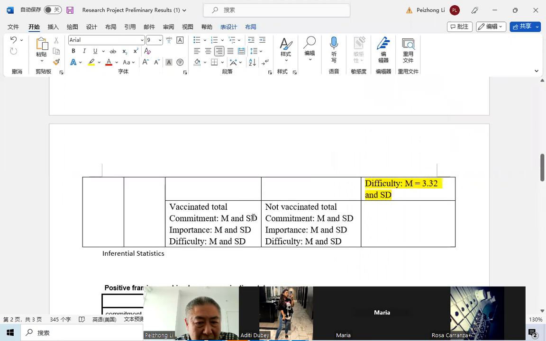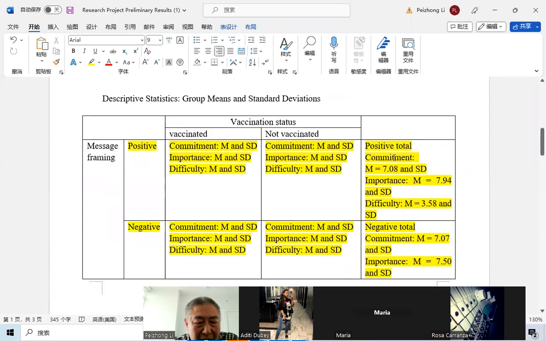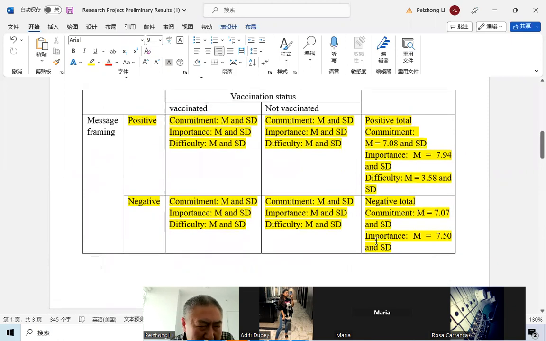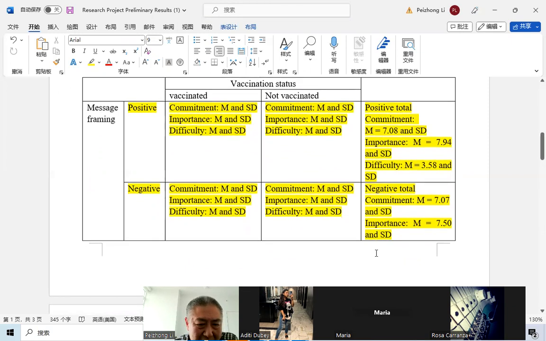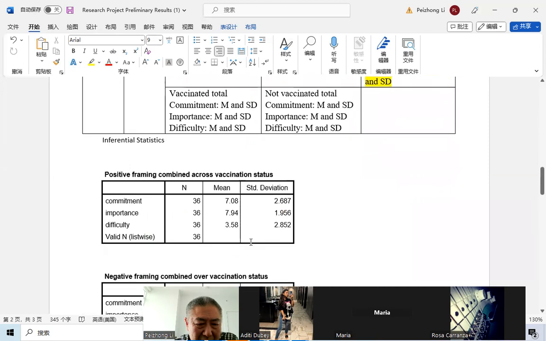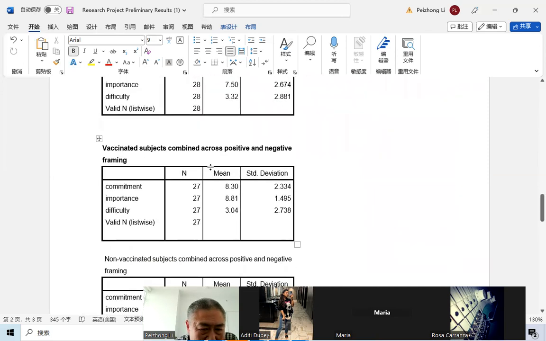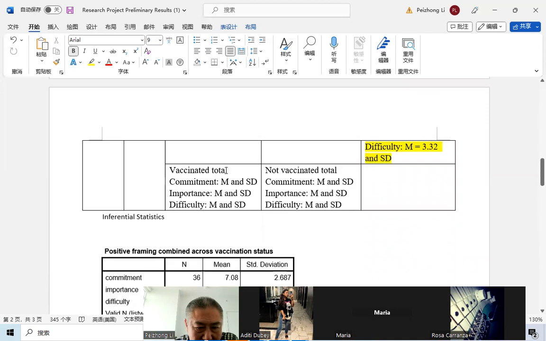Now we have a look at the main effects. Positive versus negative framing doesn't seem to make any difference, and vaccination status does seem to make a difference. Vaccinated people are more committed, they believe it's more important, and they believe it's less difficult to get vaccinated. Although the difficulty difference is rather small, we don't know whether it's significant or not. We need to do the analysis. I will explain how you do the analysis later on.